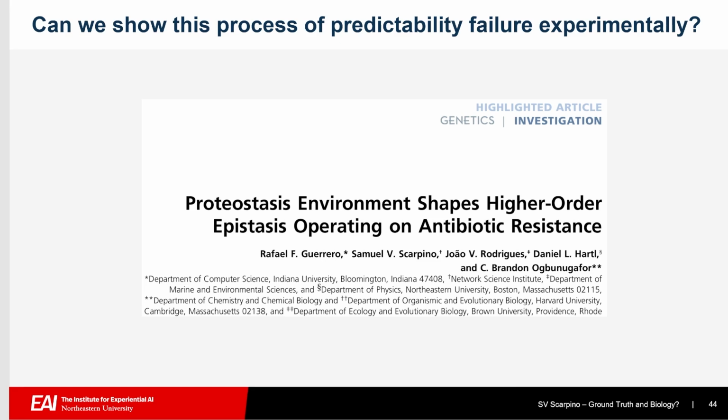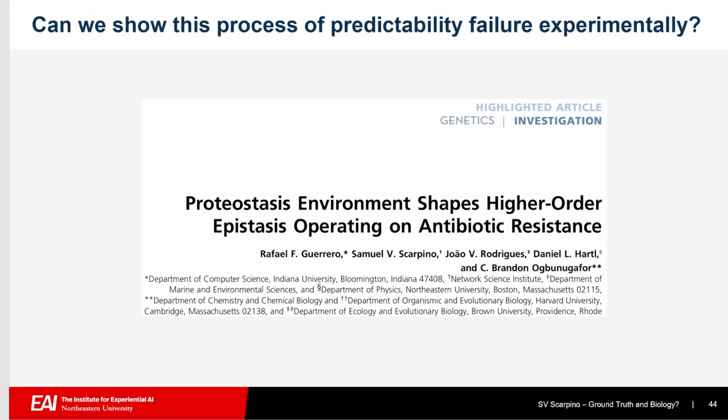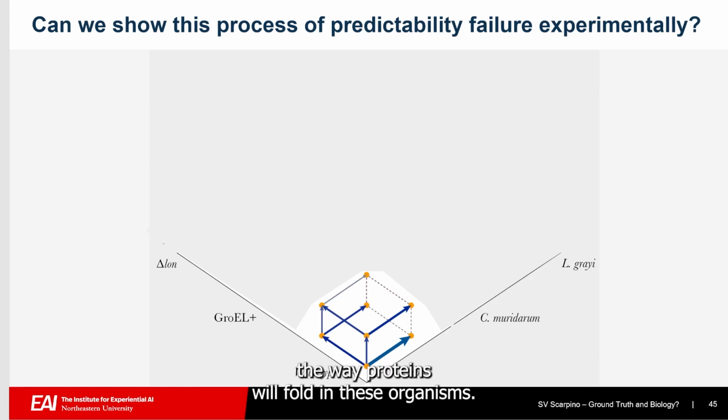resistance mutations in different bacterial species and different bacterial genomes. So I'll explain how this works. We have 3 different kinds of genomes. Wild type, which just means this is the baseline, and then doesn't matter what these mean, but what this means is that they affect the way proteins will fold in these organisms. So 2 different protein folding environments across 3 different species of bacteria. And we'll look at 8 different possible alleles with respect to antibiotic resistance.